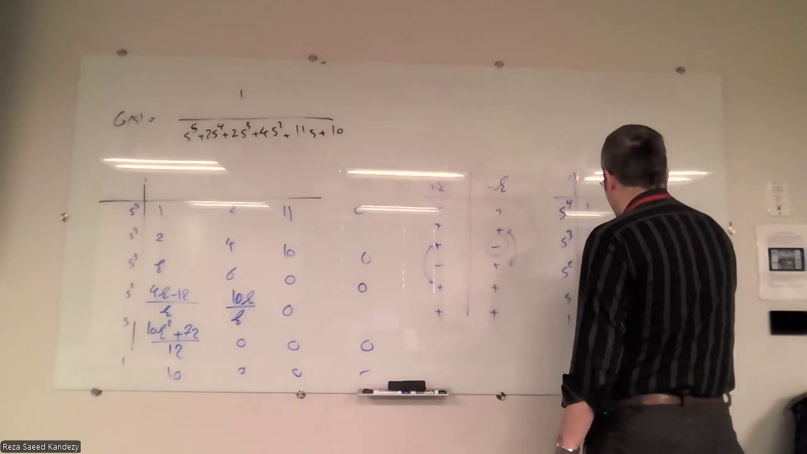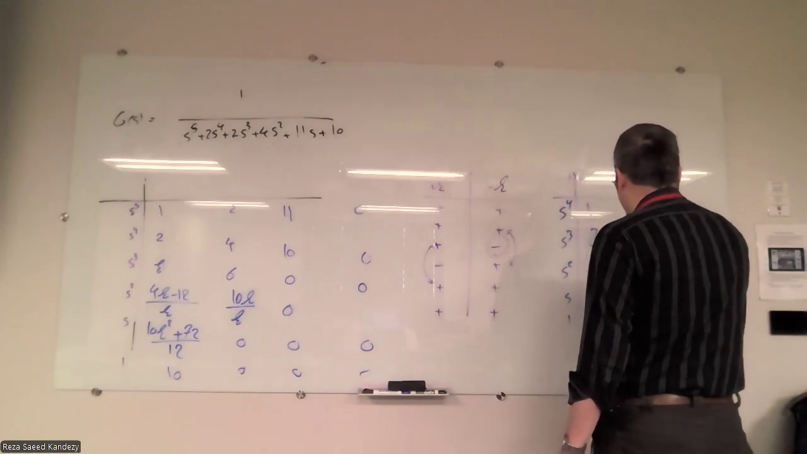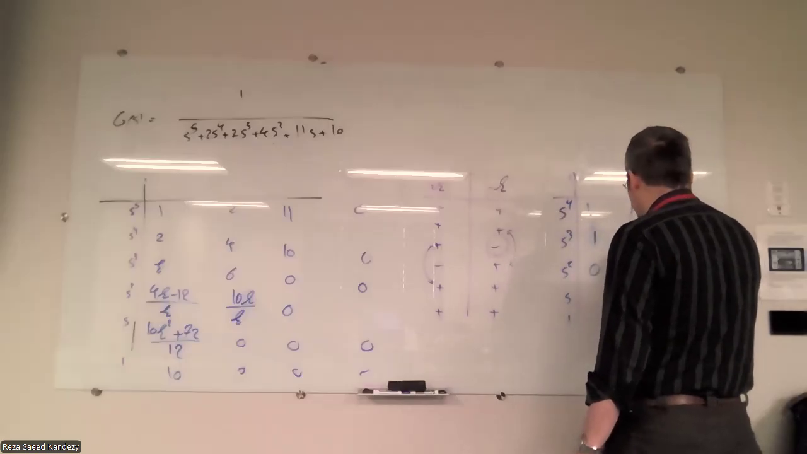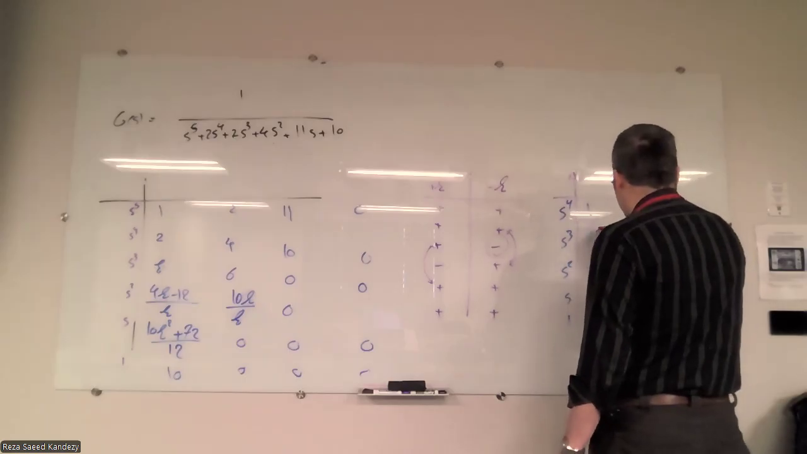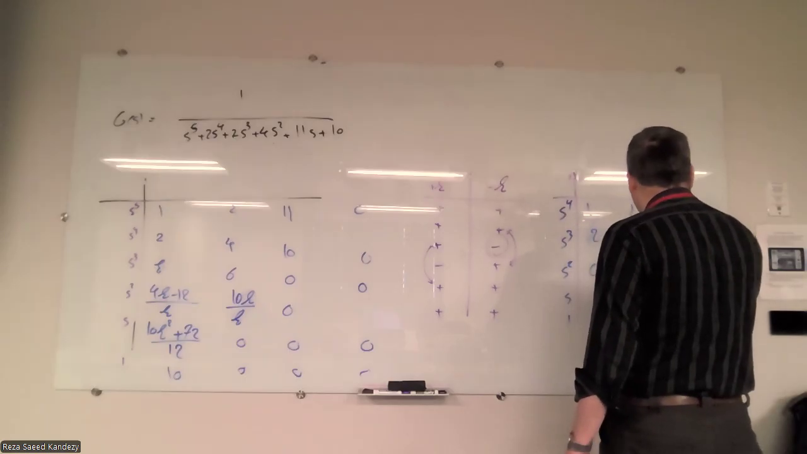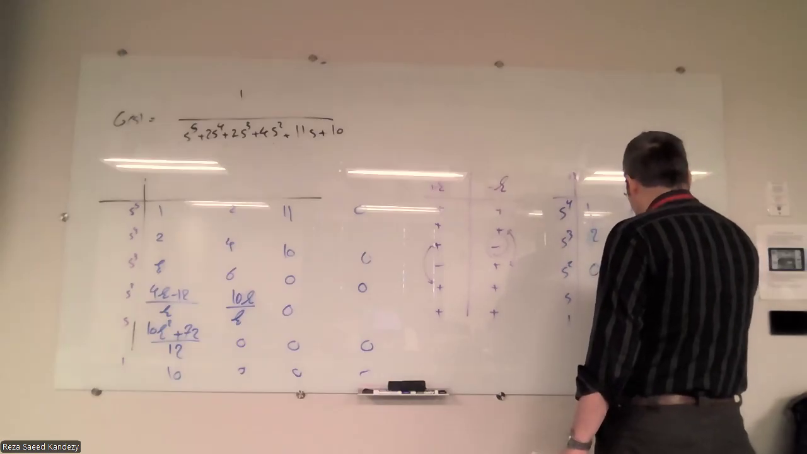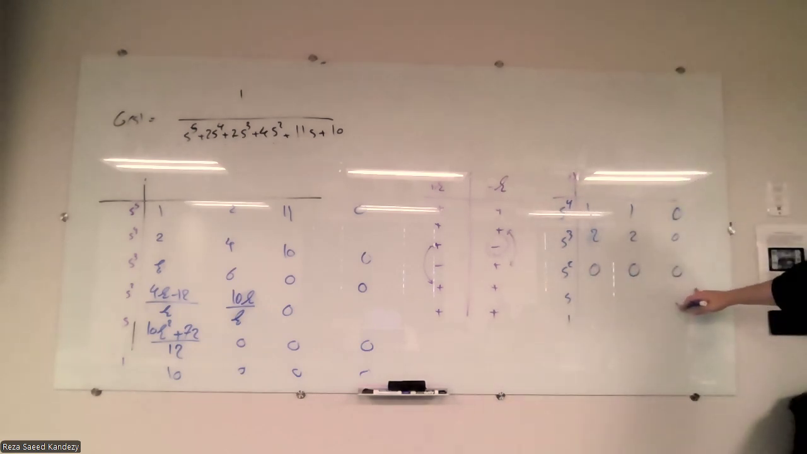Let's go to this. 4, 2 minus, and then 0. This is 2, so this becomes 0. This is 0 minus 0, so it becomes 0 and 0. Now we have the entire row of 0.